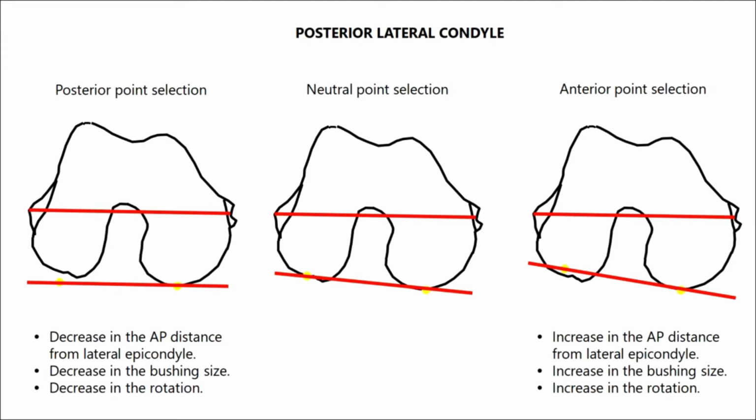If taken more posteriorly, it will increase the antero-posterior distance from the lateral epicondyle. This will decrease the rotation required to match the transepicondylar axis. This will decrease the difference of the cut between the posterior medial and the posterior lateral cuts, leading to a smaller bushing being recommended.